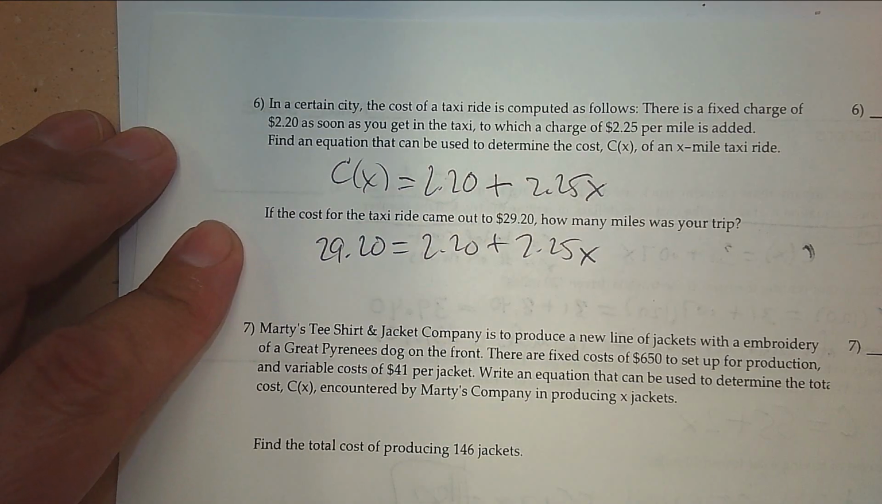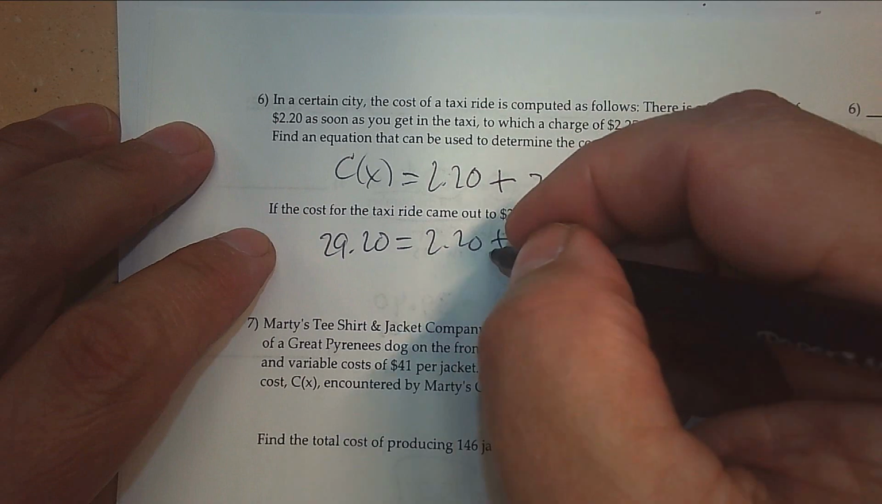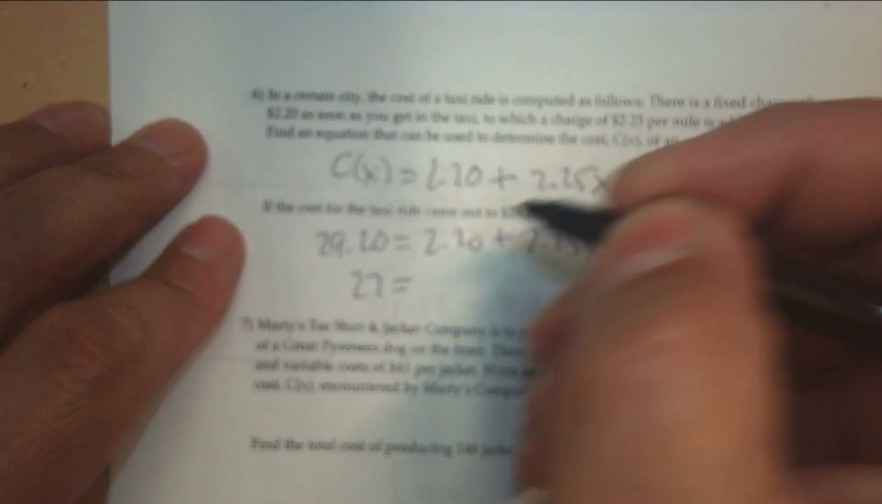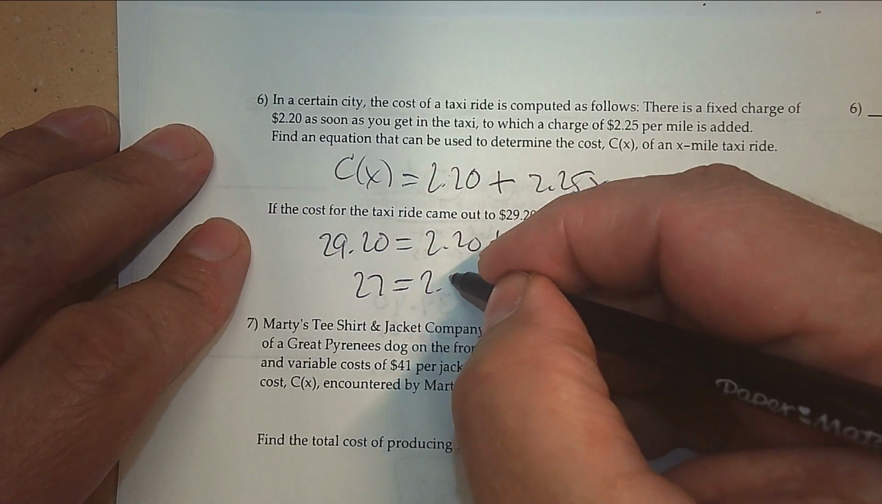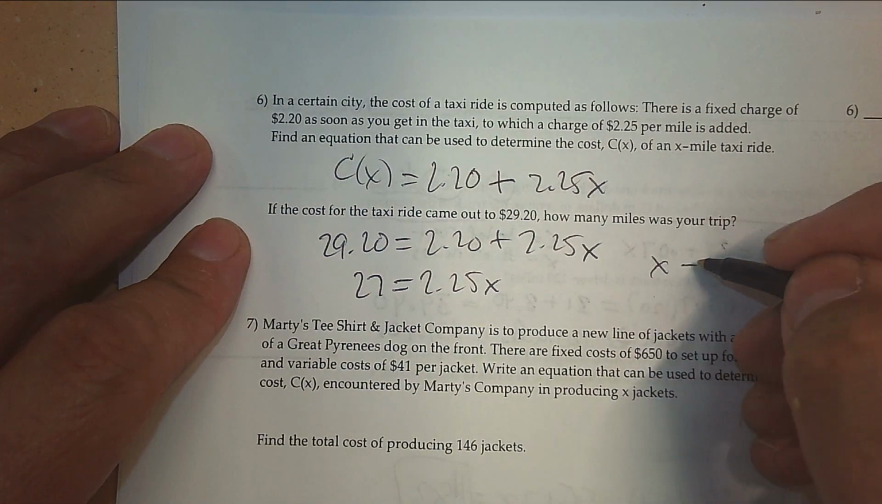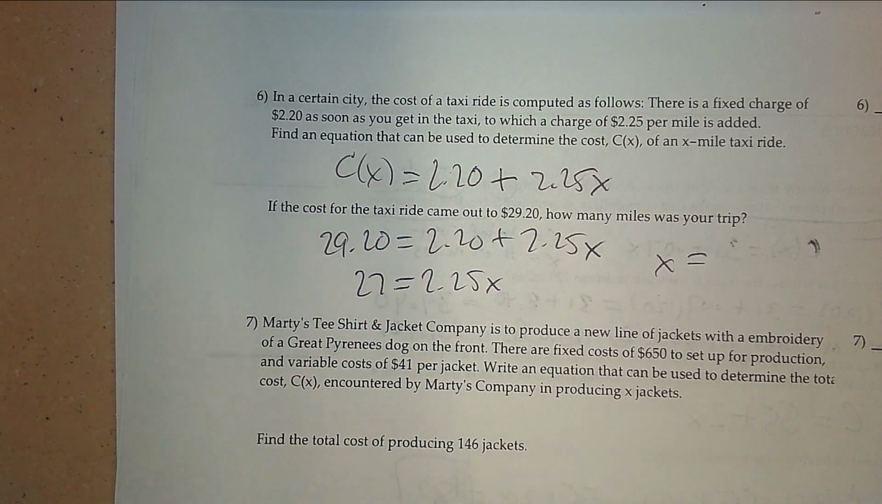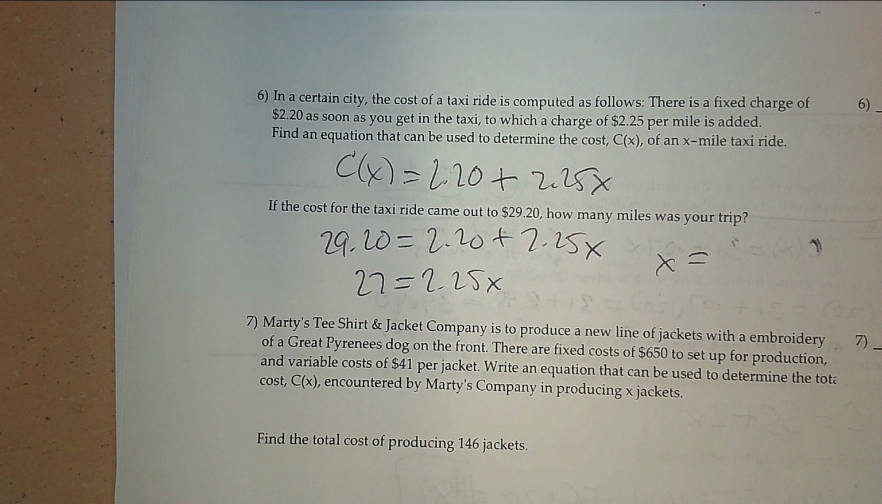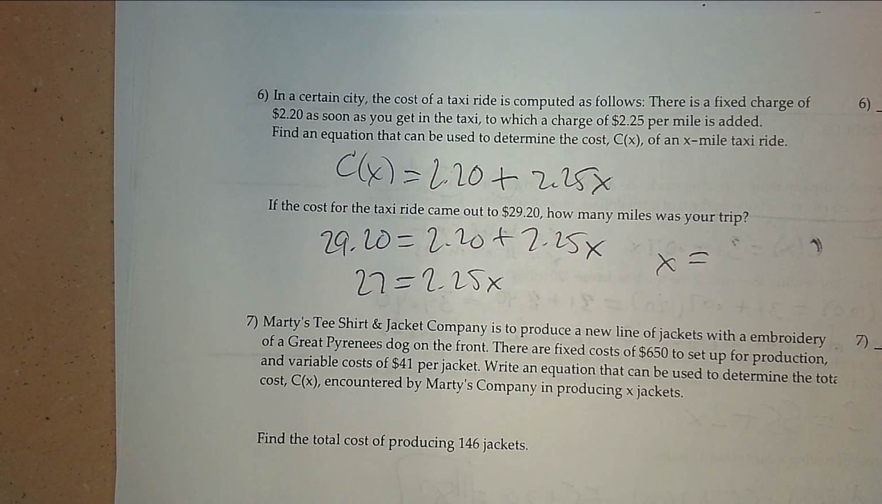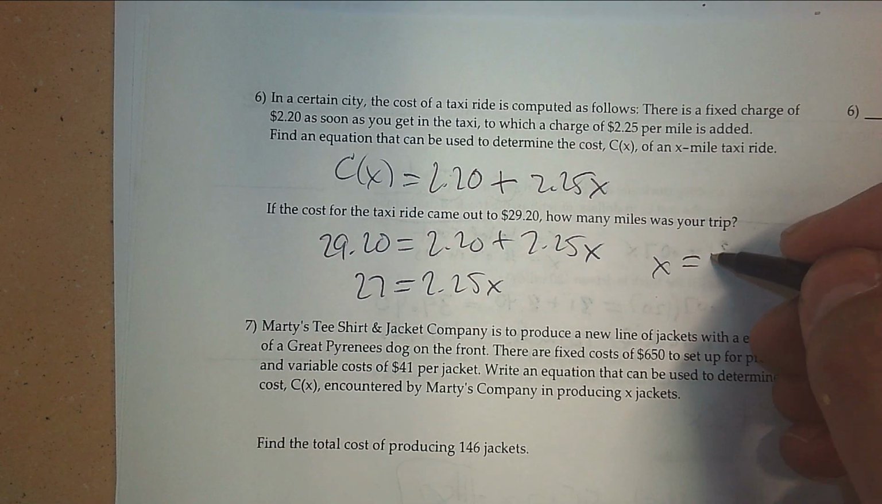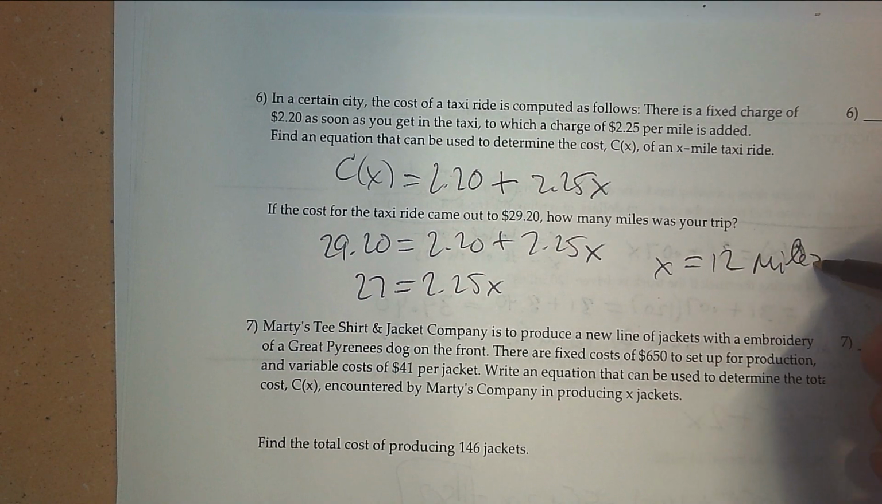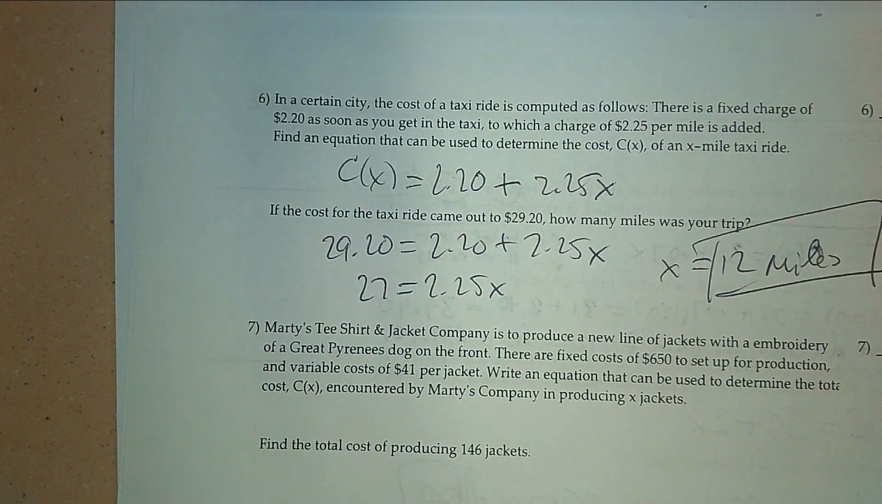So I'm solving for x. I know the total cost. So when I subtract 2.20, that's 27. And when I divide 27 divided by 2.25, I get 12. So how many miles did you go? And the answer is 12 miles.